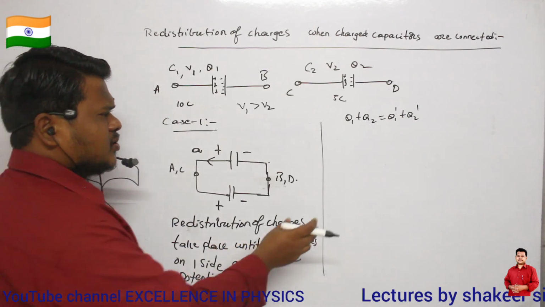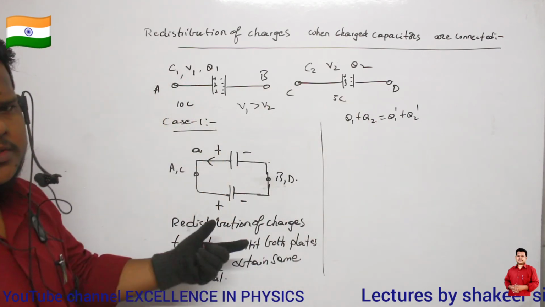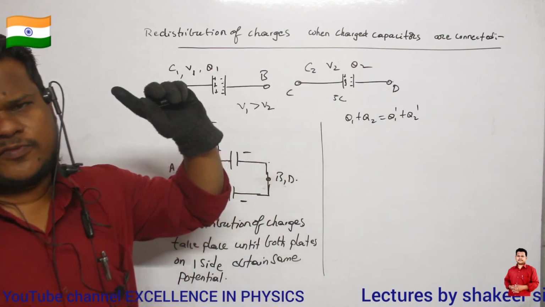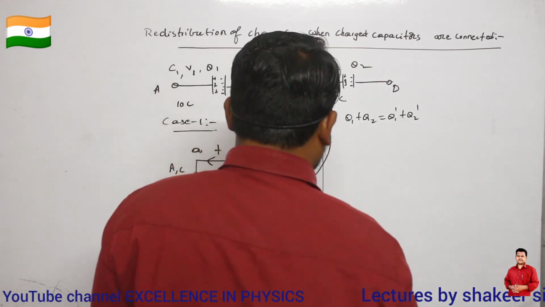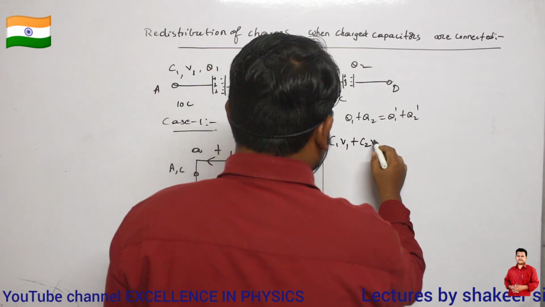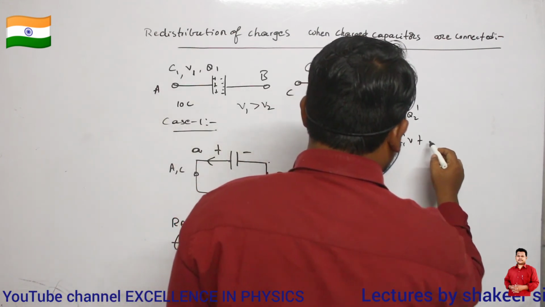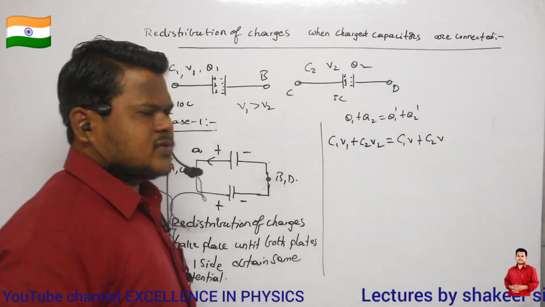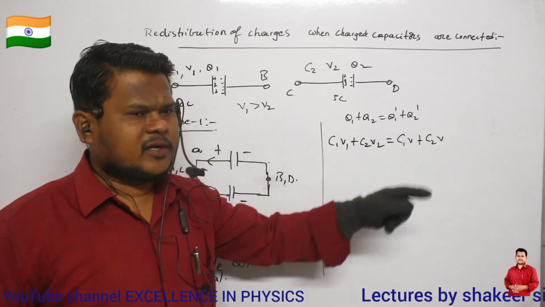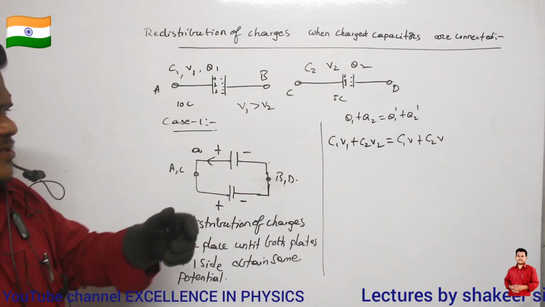Whatever it may be, total amount of charge remains constant. So initial charge must be equal to final charge. Q can be written as C into V. So Q1 is C1 V1, Q2 is C2 V2. Q1 dash, how can I write? C1 into V. Q2 dash, I can write C2 into V. So why am I writing only V here? Come on, be fast.